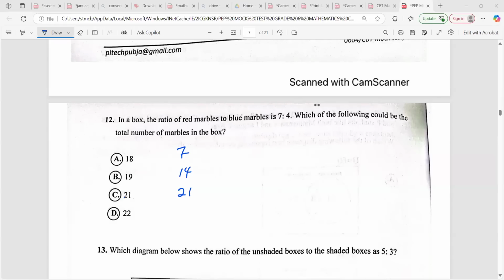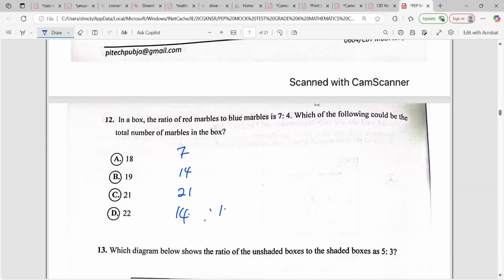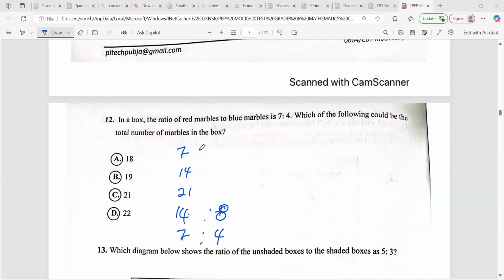Sir, my answer is D because if you say 7, the ratio is 7 and 4, and then 7 times 2 is 14, and 4 times 2 is 8, and 14 plus 8 is 22. They say 14 to 8 and you break it down to 7 to 4. So the answer would be D. D as in dog. That makes a lot of sense, guys.